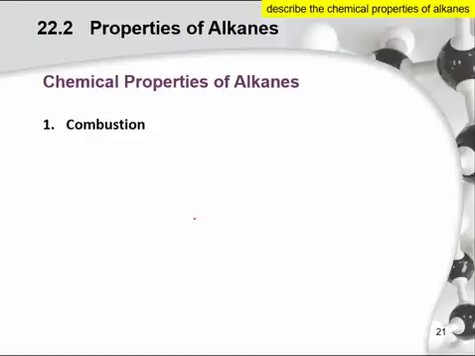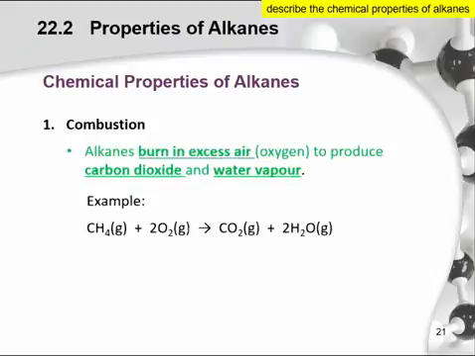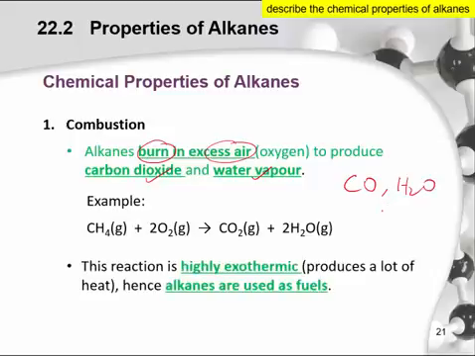Next we learn the two chemical properties or reactions of alkanes. First, alkanes are mainly used as fuel. They burn in excess oxygen to form carbon dioxide and water. When there is insufficient oxygen, they produce carbon monoxide and water instead. Because the reaction is highly exothermic, they produce a lot of heat, so they're frequently used as fuel. Fuels are substances that produce heat and light when burned.